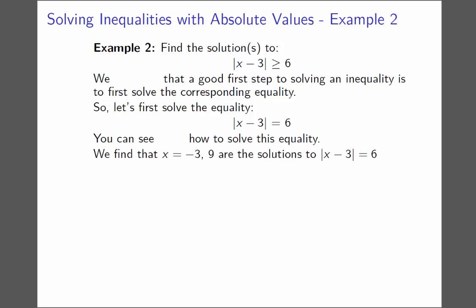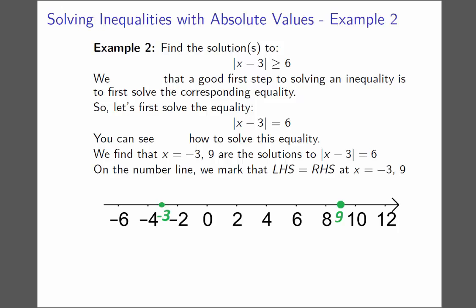We find that x equals negative 3 and x equals 9 are the solutions to the equation absolute value of x minus 3 equals 6. On the number line, we mark that the left-hand side equals the right-hand side at these points, x equals negative 3 and x equals 9.